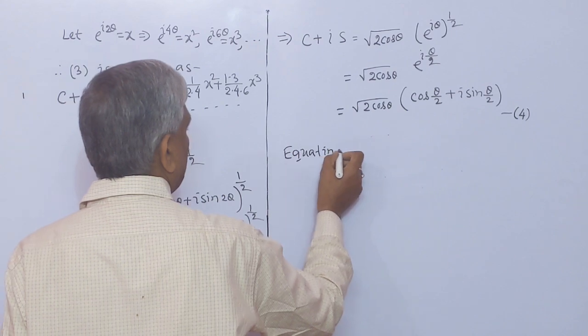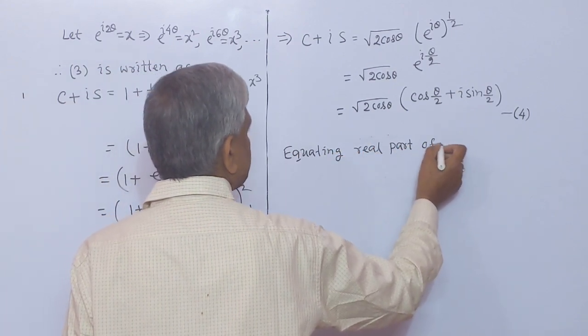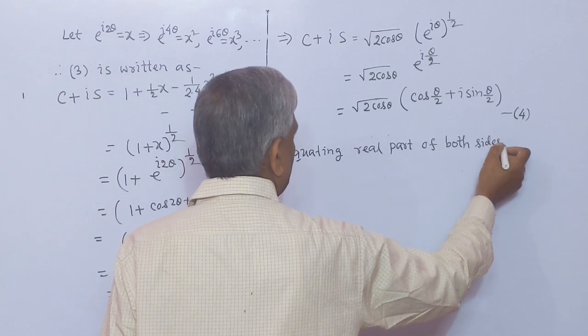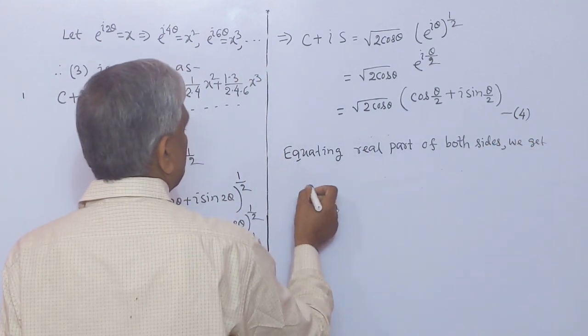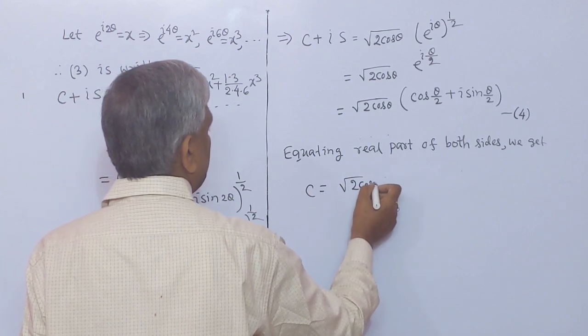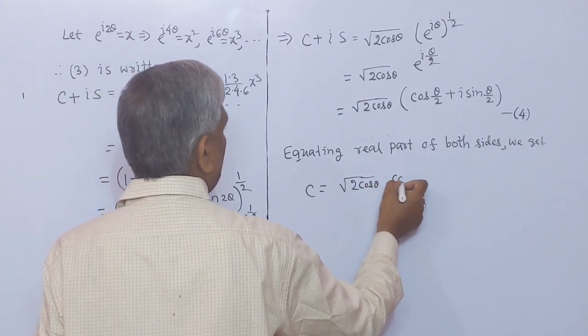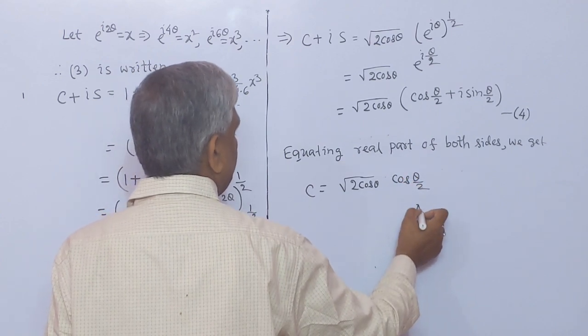Equating real part of both sides, we get C equal to square root 2 cos theta cos theta by 2. This is the required answer.